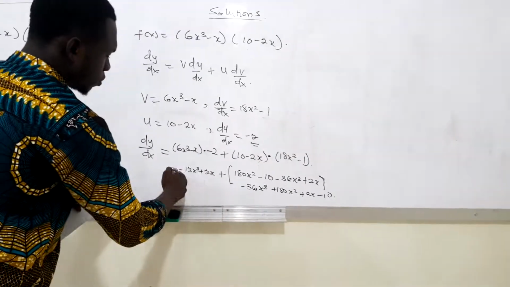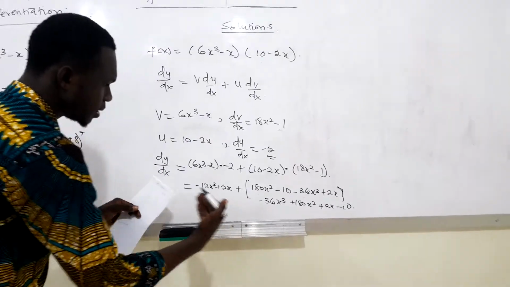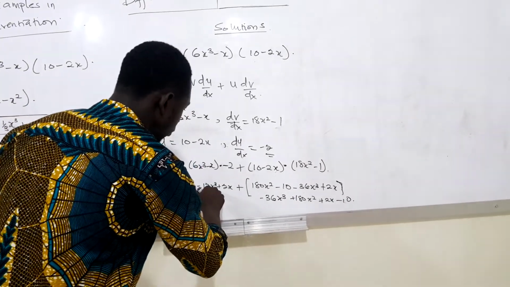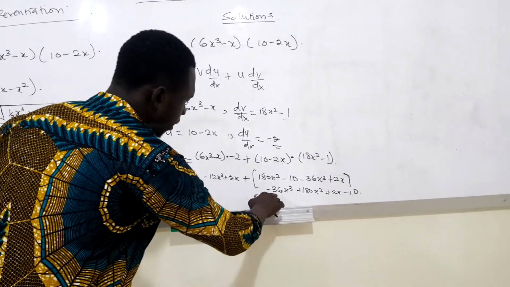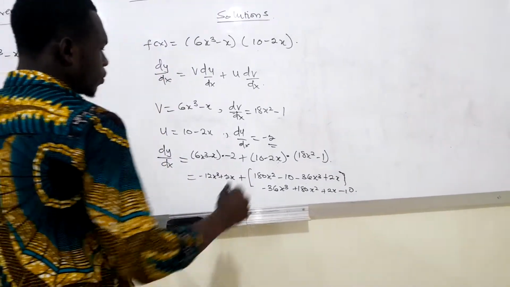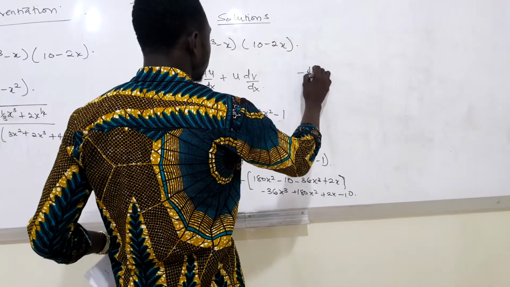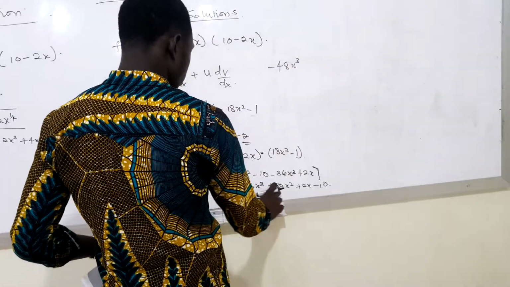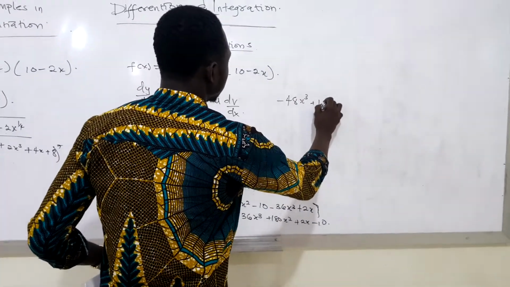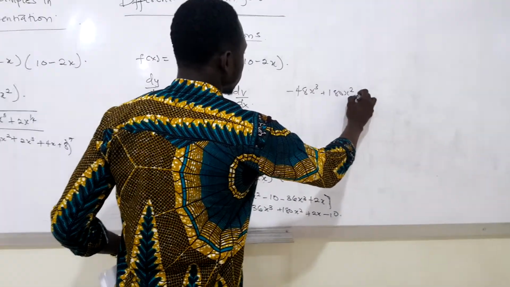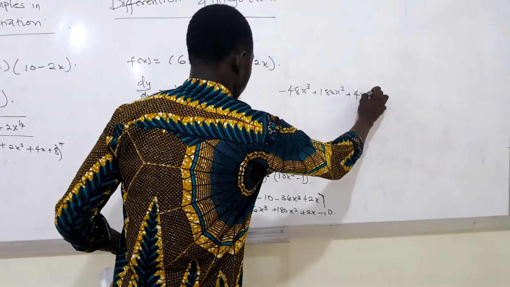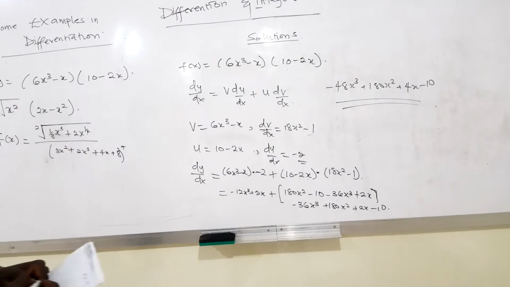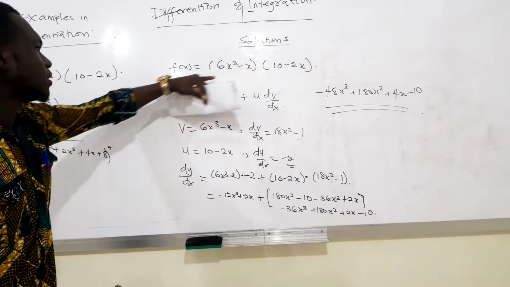We just have to find the like terms and then just add them together. So we are having minus 12x cubed and then minus 36x cubed. So we are going to get minus 48x cubed. Then we have plus 180x squared plus 4x minus 10. This is going to be our final answer for the derivative.